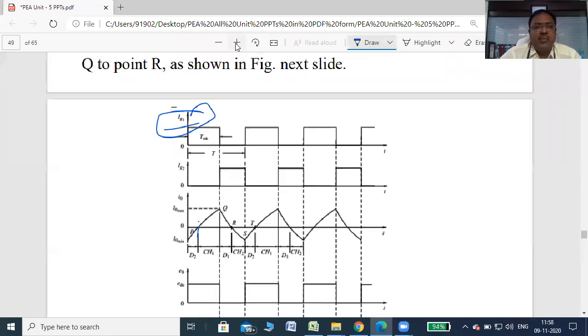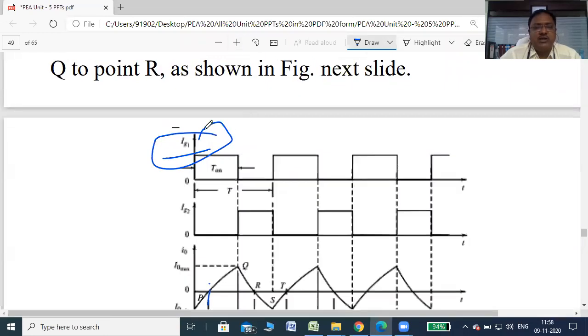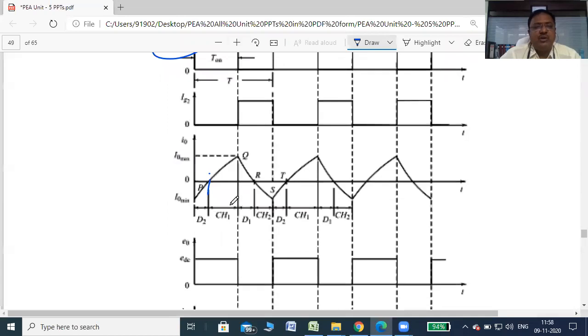I'll just maximize the screen so that you are easily visible. Okay, so at this point P, you can see here that CH1 turns on until diode D2 is on. So that part we will see later on. So at this instant at P, CH1 is on. It means the triggering pulse is applied to chopper 1.